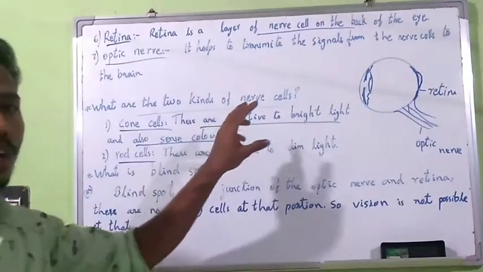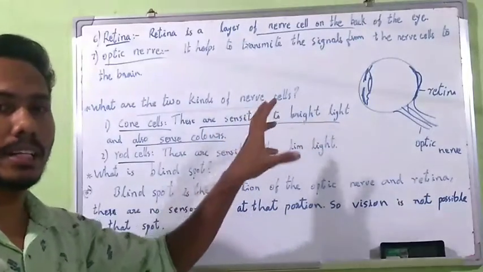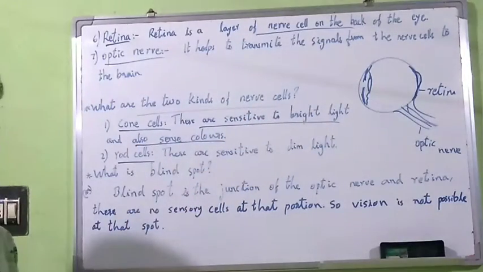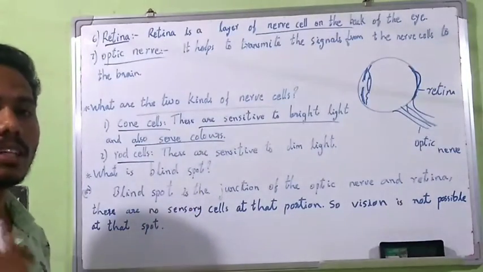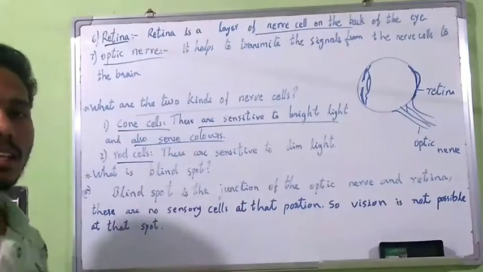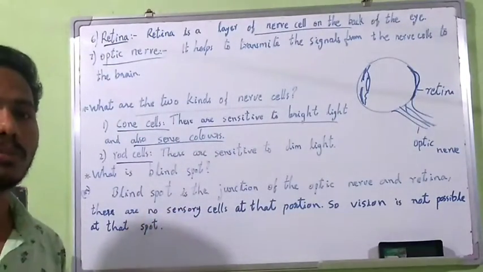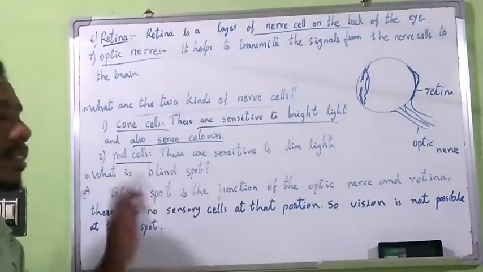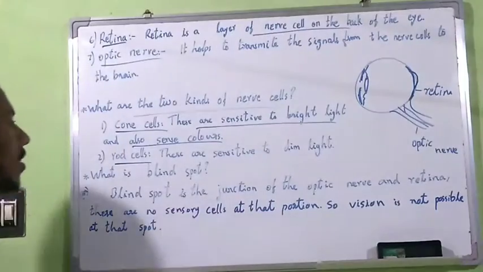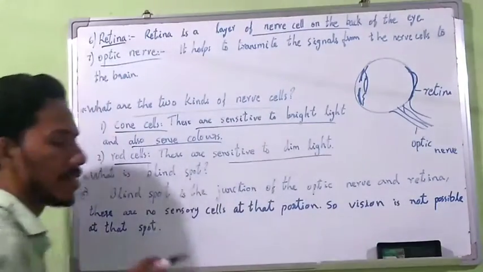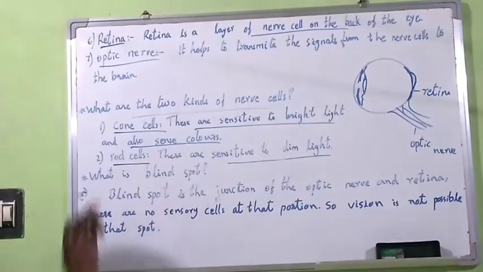Cone cells help to identify bright light and also sense colors. If there is a deficiency of cone cells in our retina, then we cannot identify the color of objects. So cone cells help to identify color and bright light. Then rod cells, these are sensitive to dim light. You can identify things in dim light with the help of rod cells.